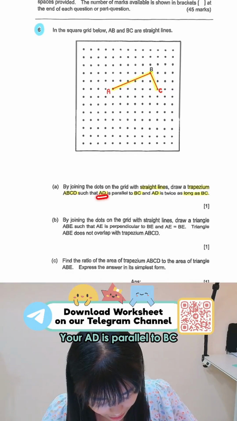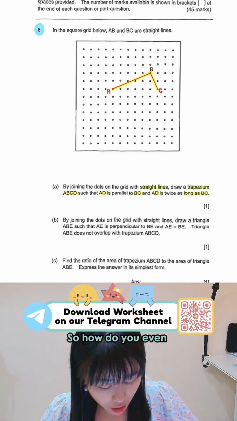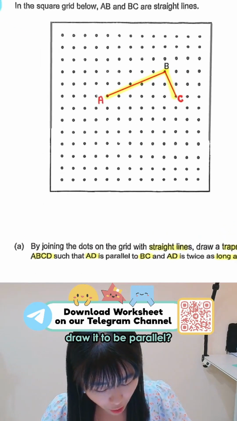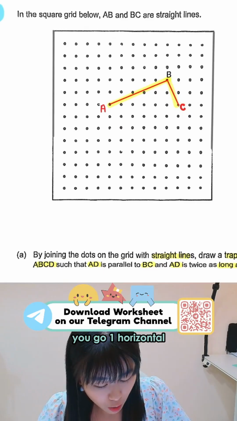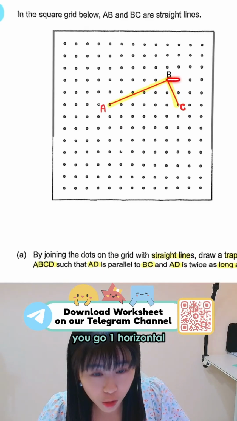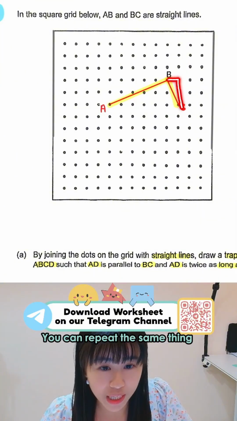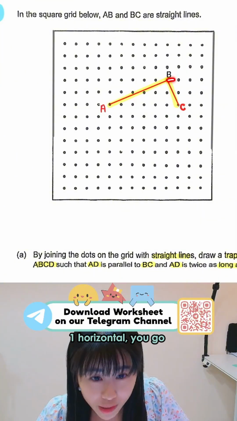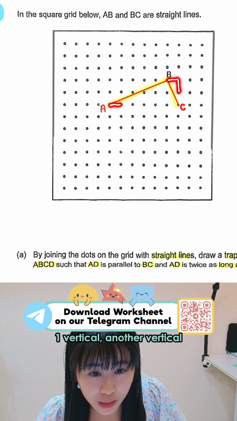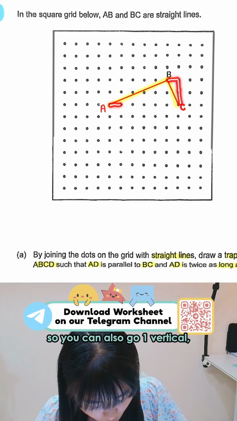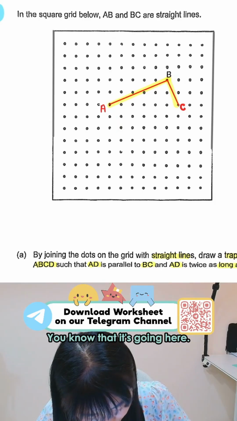Your AD is parallel to BC. So this and this must be parallel. So how do you even draw it to be parallel? First of all, look at B to C. You go 1 horizontal, then you go vertical, 1, 2. You can repeat the same thing for the other side. 1 horizontal, you go also 1 horizontal here. 1 vertical, another vertical, so you can also go 1 vertical, another vertical here. So you reach the same point. You know that it's going here.